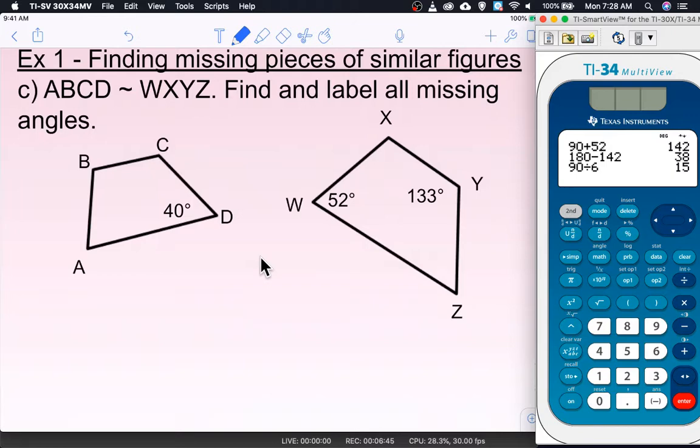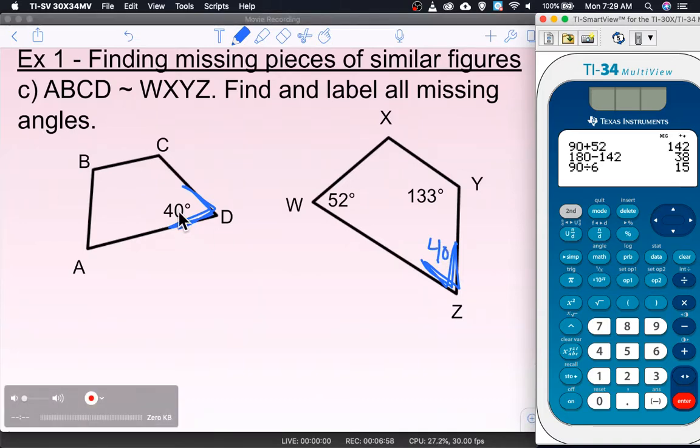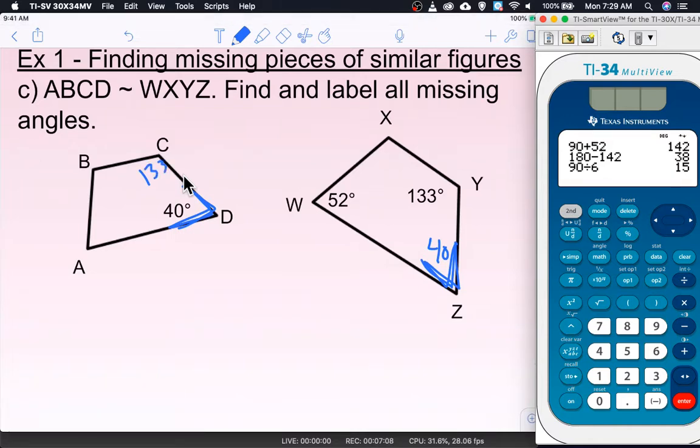So some of these are very easy right off the bat. Like, this is the most pointy angle here, and this is the most pointy angle here. So these two are corresponding. This guy's 40, just like he's 40. And then, working our way around, we can see that letter C there is 133, and then A would be 52.